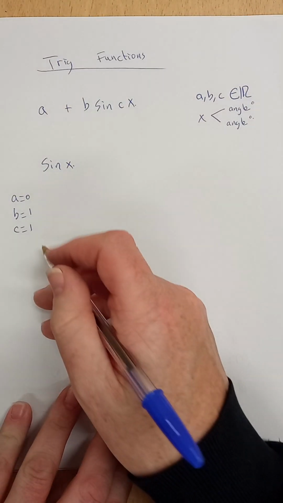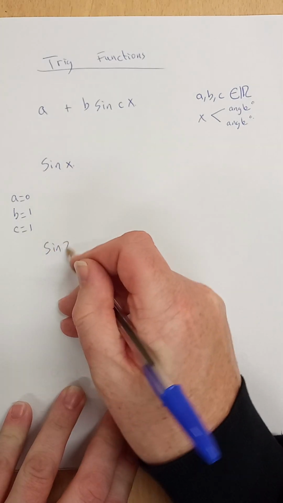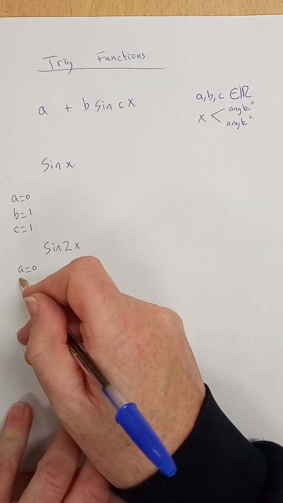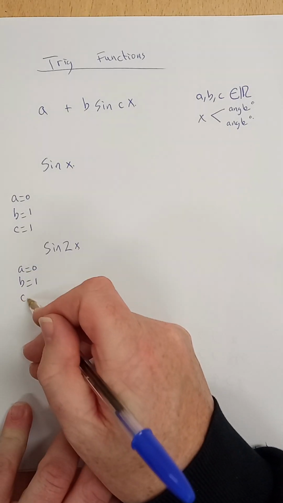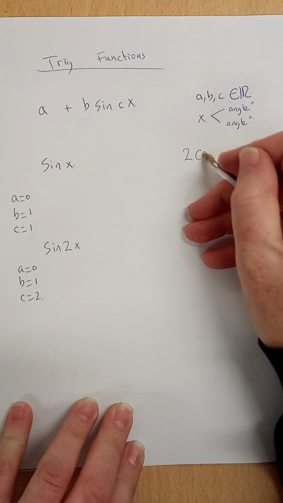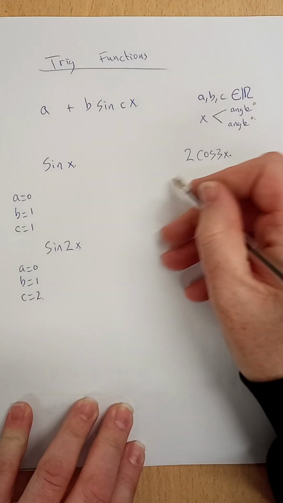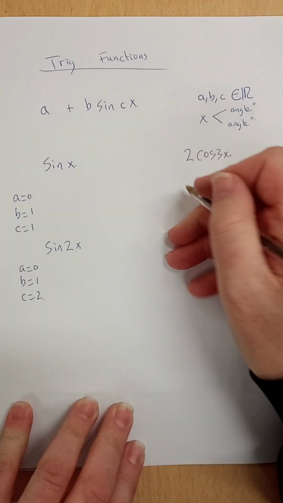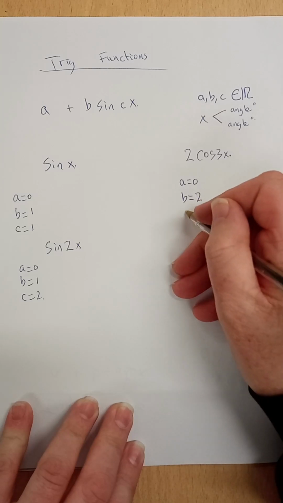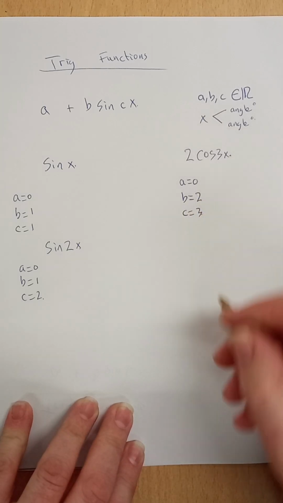Then if I make this sine of 2x, the a value is still 0, the b value is still 1, but now the c value is 2. Let's say I do the 2 cos 3x. Well, the a value is still 0, the b value now is 2, and the c value now is 3.